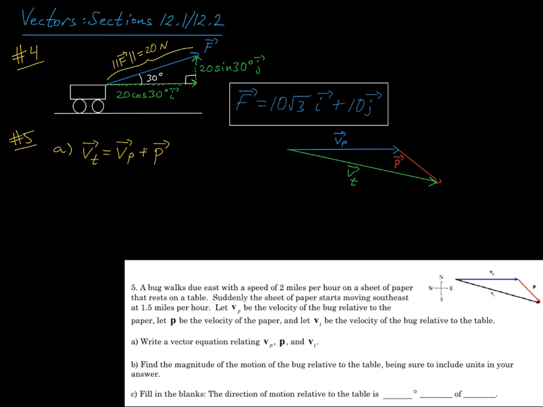For part B, find the magnitude of the motion of the bug relative to the table. So in other words, find the magnitude of this vector v sub t, and then it says be sure to include units in your answer.